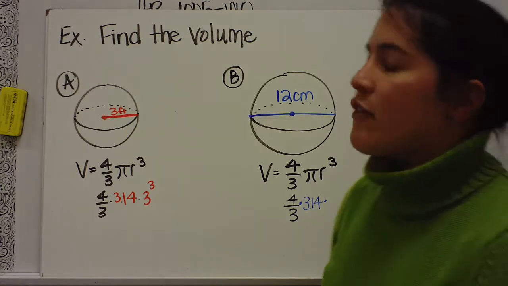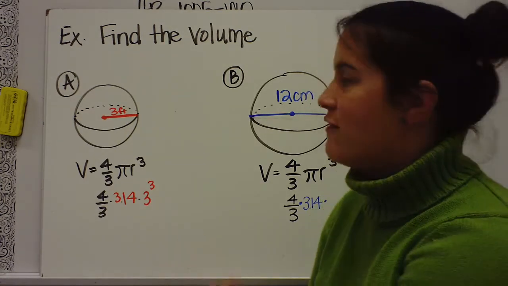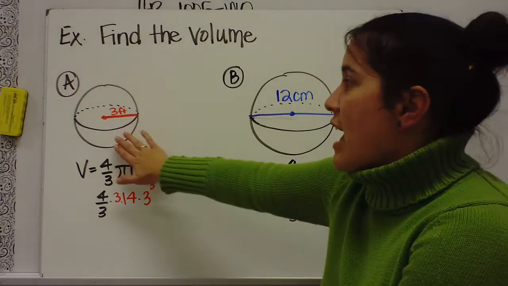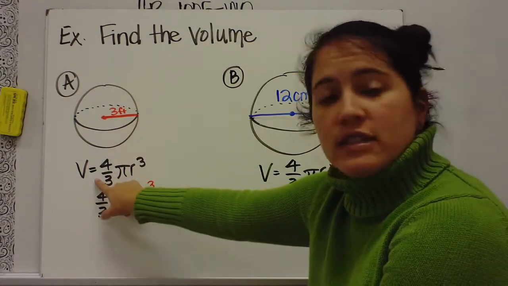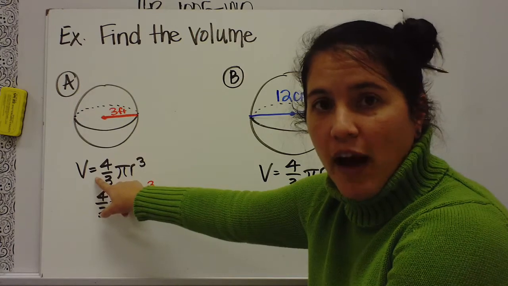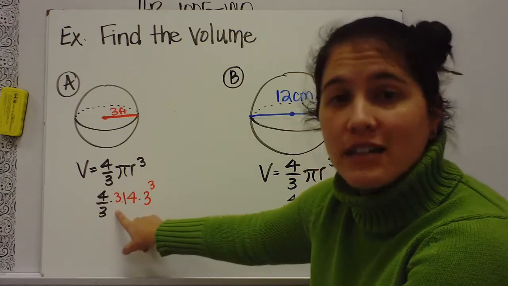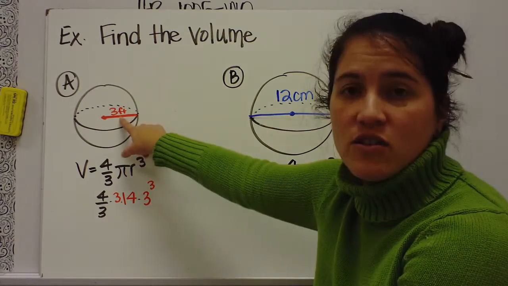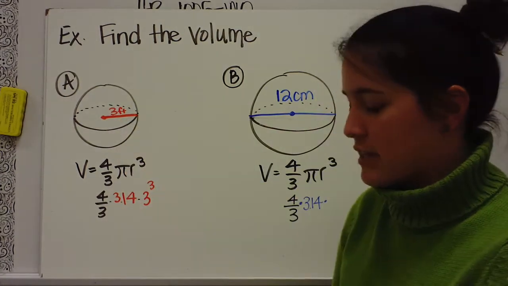Okay? So our first couple of examples just say find the volume. I've given you two spheres, A and B. A, I gave you the radius, and you can see I wrote down my formula: 4/3 pi r cubed. I plugged in 3.14 and 3 because this is the radius, and then I'm going to plug it into my calculator.